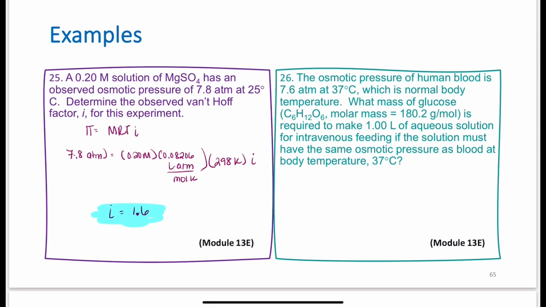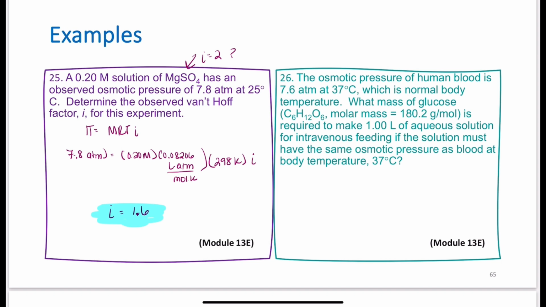Theoretically, I would expect magnesium sulfate to have an i value of 2. But again, that's under infinite dilution conditions. That's when none of those particles are interacting with each other. So the fact that I've got an i value of 1.6, not surprising at all. It just means that some of the magnesium ions are not separating from some of the sulfate ions.